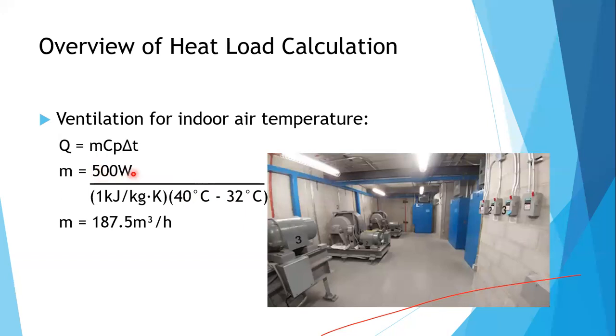This 500 watts was given before. So plugging in our values, 500 watts divided by 1 times the difference of 40 and 32 will give us about 187.5 cubic meter per hour. So this room needs about 187 cubic meter per hour of air at this temperature so that it will be maintained around 40 degrees Celsius. If you pump in more, then of course this 40 will drop down a little bit.